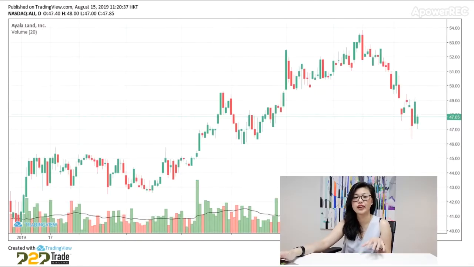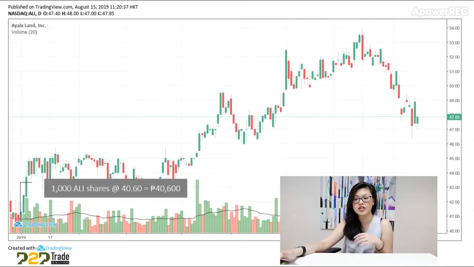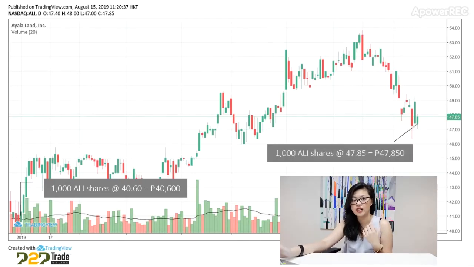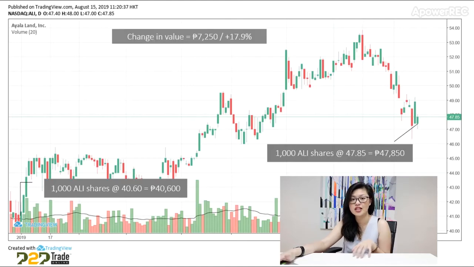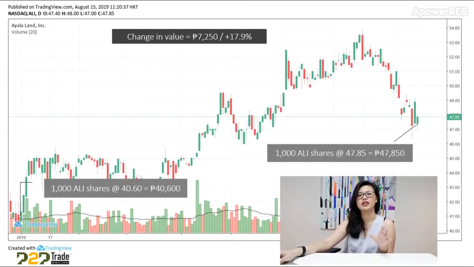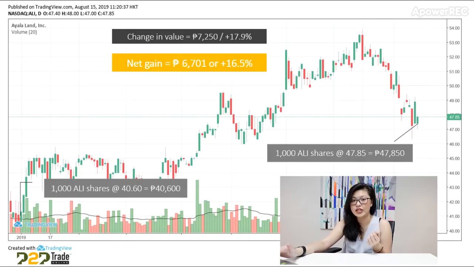Here is an actual example of what capital appreciation looks like in a specific company. So this chart is the company Ayala Land or Ali. If you bought 1,000 shares in the beginning of 2019, presyo niya 40.60. So your cash out is 40,600. And you sold several months later around September. Ang presyo niya is 47.85 na. So when you sell, your cash in is 47,850. Ang profit niyan is 18%, 17.9% to be exact, or around 7,250 pesos. Pretty high interest rate. But, as I said a while ago, we're going to be talking about yung fees involved in trading. Ang net gain mo dyan is actually 6,701 or a little under 17%.